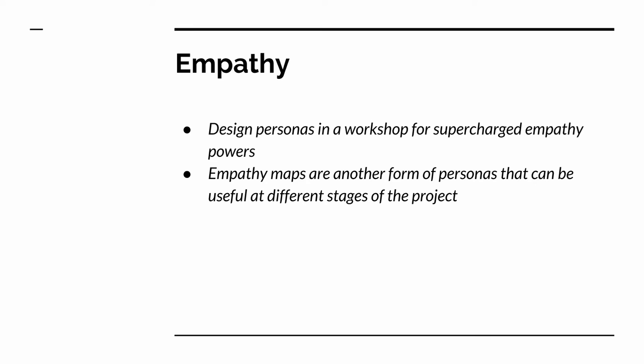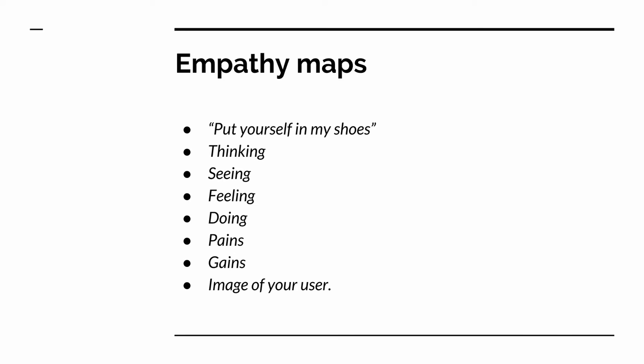Empathy maps are another form of personas that can be used for different stages of the project. An empathy map is a group exercise where you just put yourself in your user's shoes. So you make a document where you draw a picture of them, or get a picture of them, and you put what they're thinking, seeing, feeling, doing, the pains and the gains, and an image of the user.